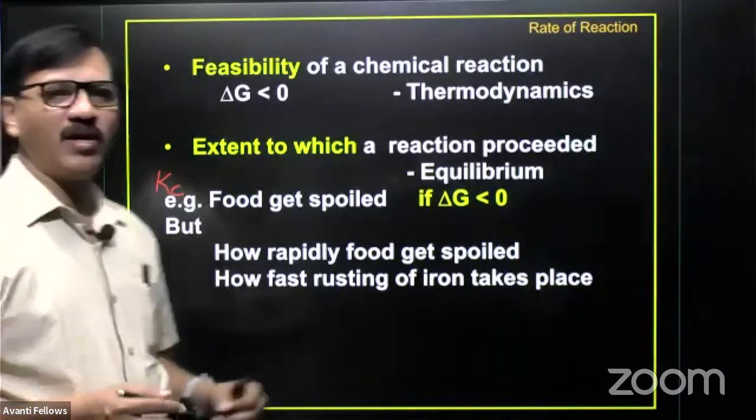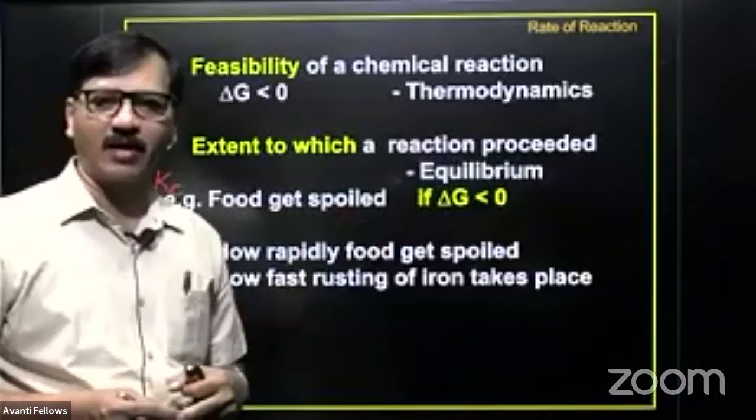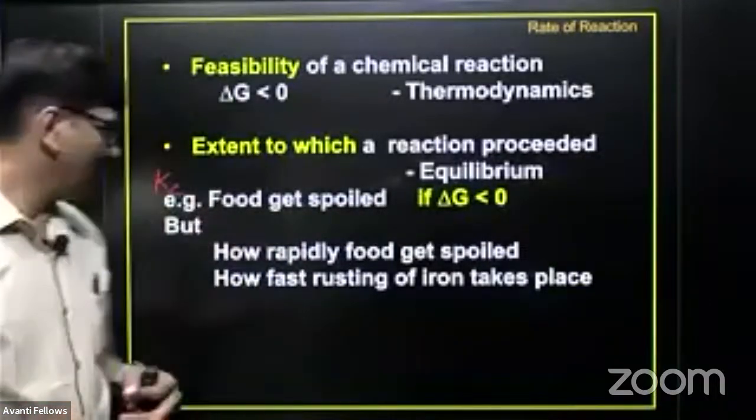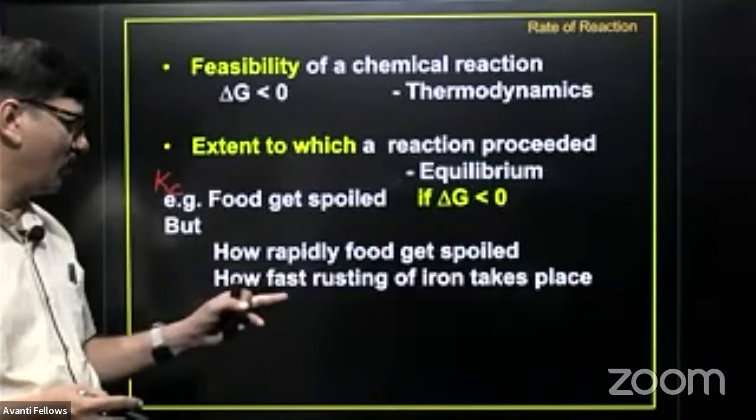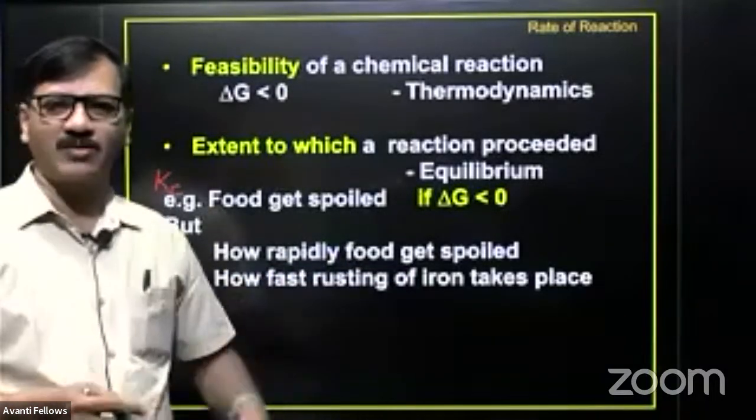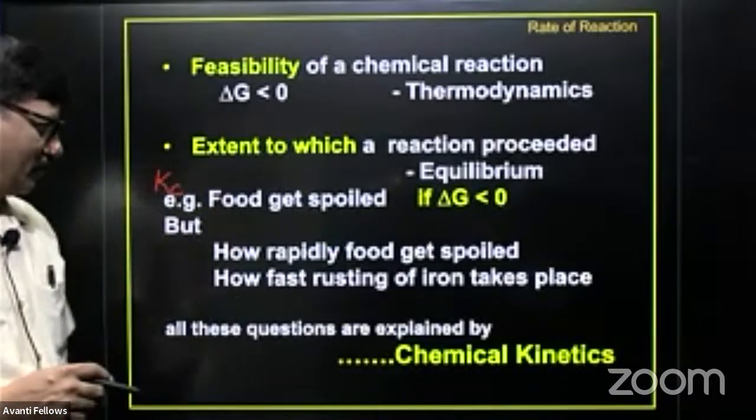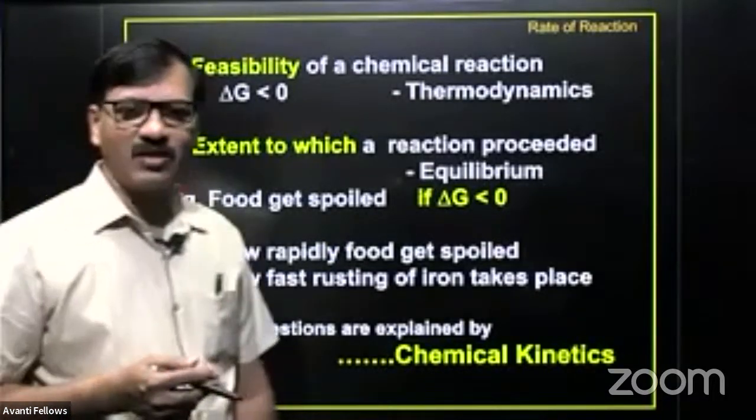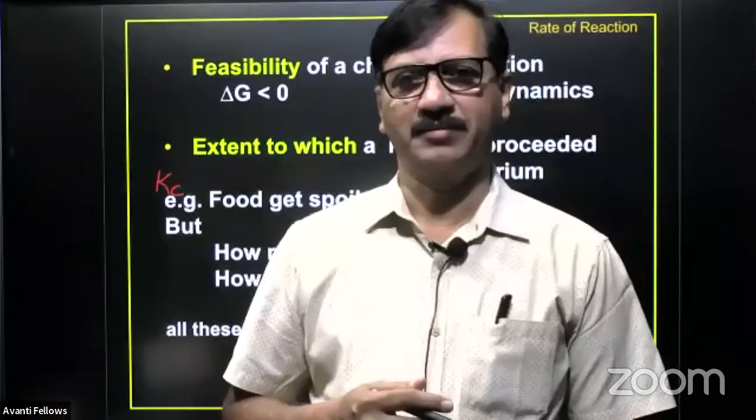For example, food gets spoiled. So for this, delta G is negative, right? But how rapidly does food get spoiled? This is the concern, like how fast the rusting of iron takes place. These are the scopes of chemical kinetics. So these questions are answered by the chapter chemical kinetics.